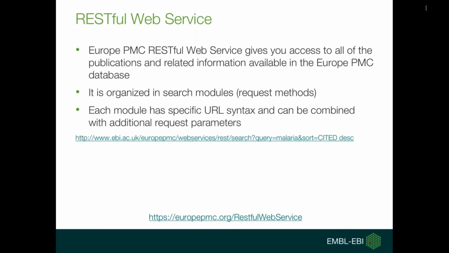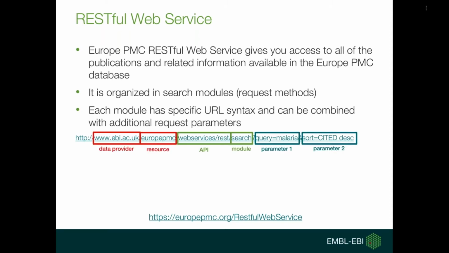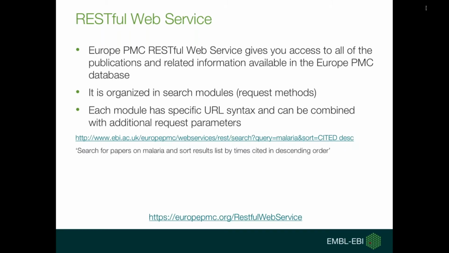Here is a REST query. There are several components to it encoded in the URL. You can see the data provider, in this case the EBI, the resource that you're querying, namely Europe PMC, the tool that you're using, RESTful Web Service, the name of the module, in this example we selected a search module, as well as additional parameters, query and sort. This request translates into plain English as: search Europe PMC for papers on malaria and sort the results list by times cited in descending order.